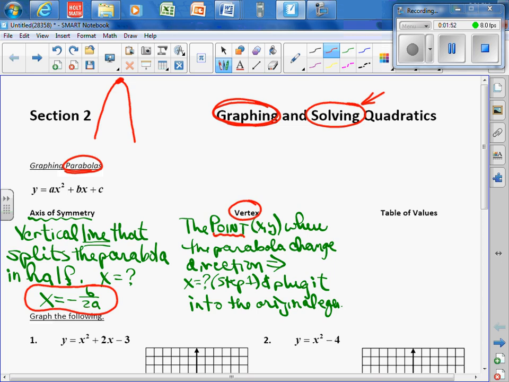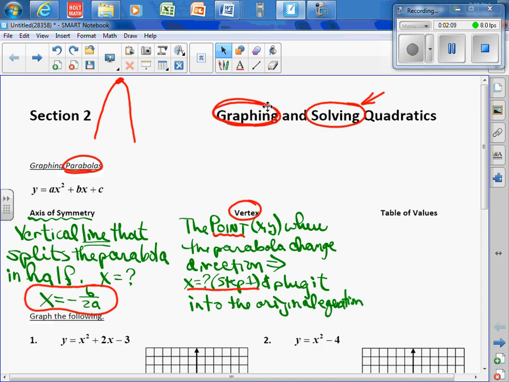How do we find the vertex? Well, we take that number that we got in step 1, and we're going to plug it into the original equation. That word is equation right there. And that's how we're going to find the vertex.